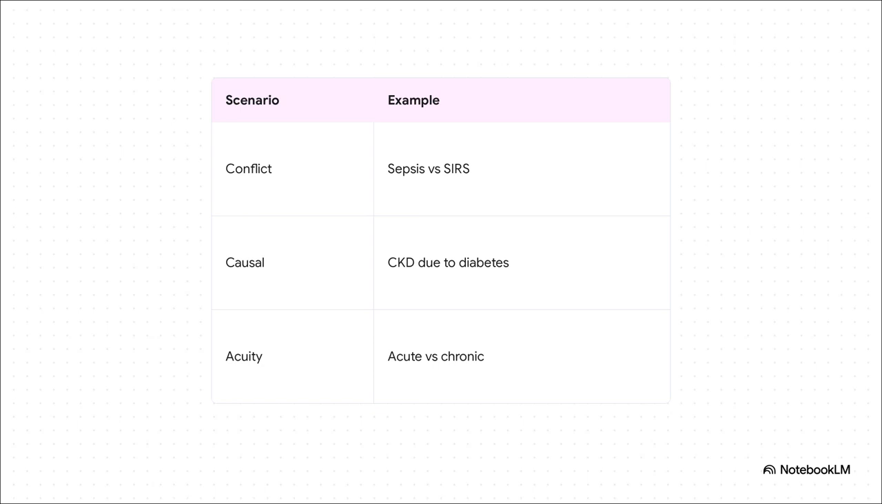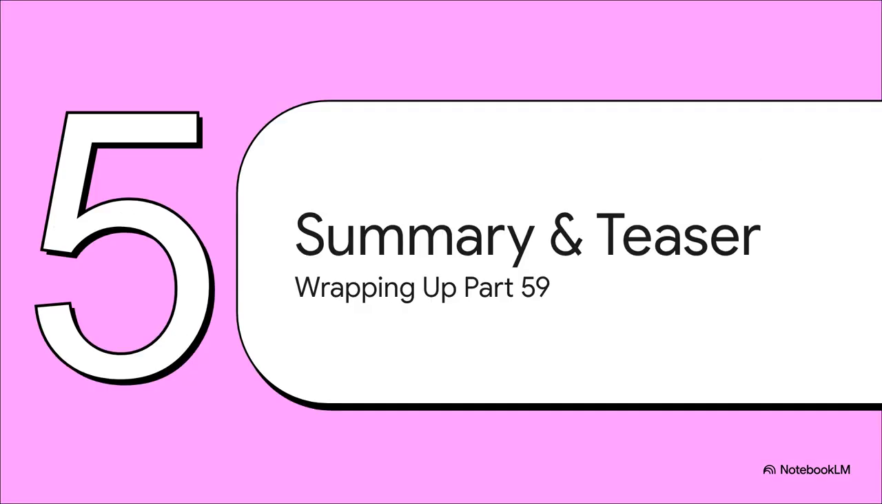Focus your CDI and coding efforts on these high-yield scenarios. First, conflicting documentation, like when the attending physician writes sepsis, but the infectious disease consultant writes SARS. You have to clear that up. Second, establishing causal relationships, getting the doctor to link phrases like due to or secondary to between chronic kidney disease and hypertension. And third, pinning down clinical acuity, getting the provider to explicitly define if that encephalopathy is acute, chronic, or maybe both.